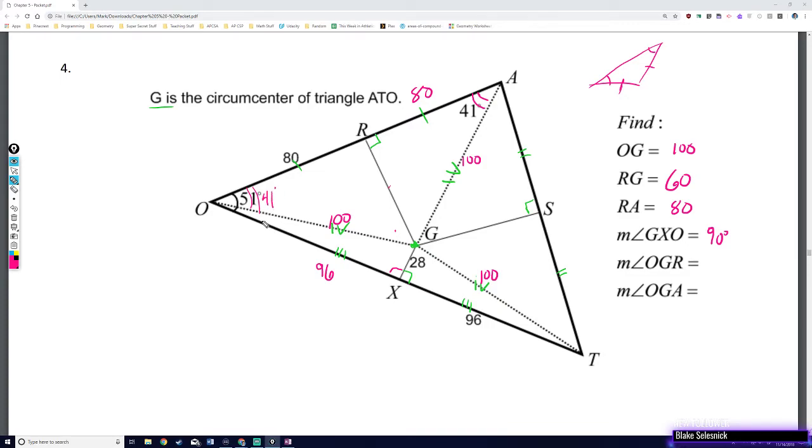If this is 41, because it's 51 together, and that's 90, I can subtract from 180 to get 49 right here. And of course, if that's 41 and 90, then this is also 49. And so OGR was 49. OGA, well, are these two 49s together? In other words, simply just 98.